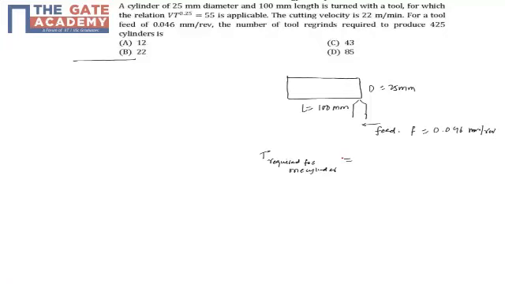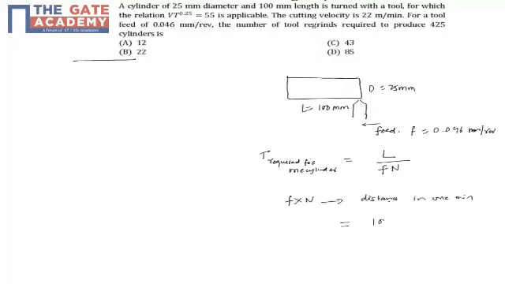Now this can be easily found out because you have the length of the tool. For each revolution it moves the feed, so feed times number of revolutions per minute will be the actual distance covered in 1 minute. Now the total distance to be covered is the length, so length divided by the distance covered in 1 minute will give you the total minutes required for completing one cylinder. So L by Fn is the total time.